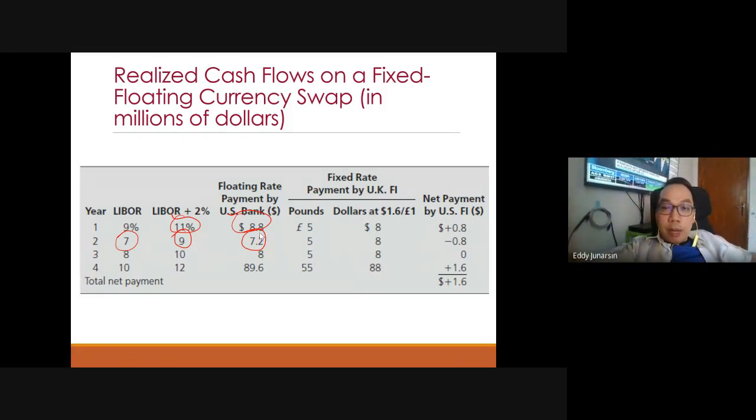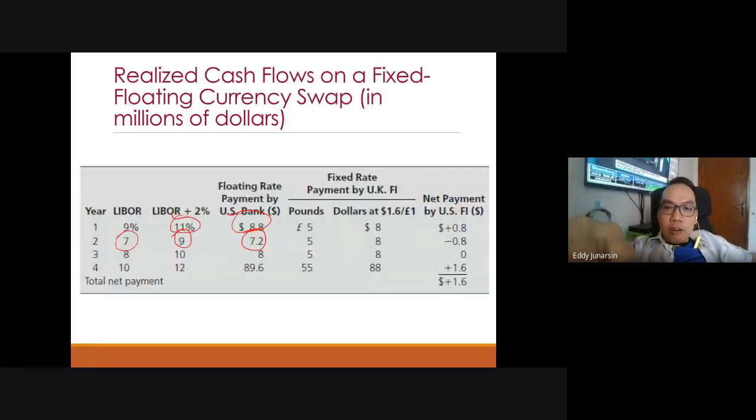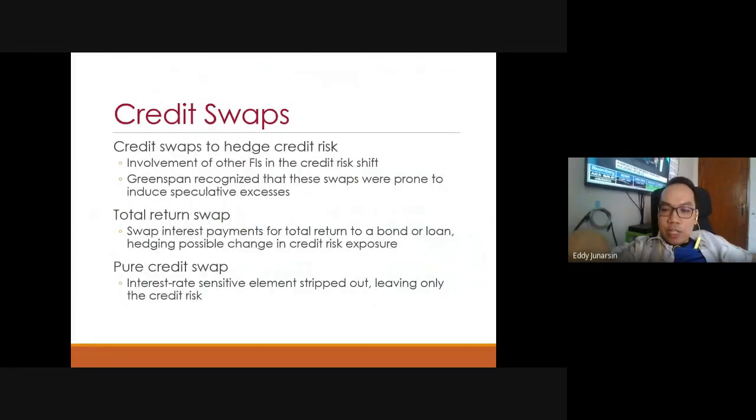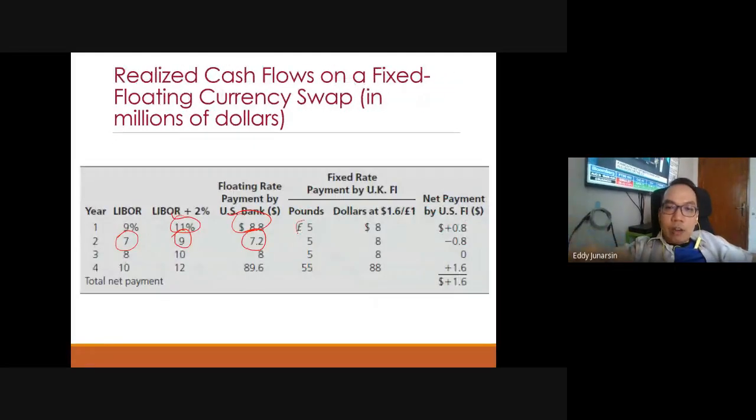What about the fixed payment by the UK firm? They'll have to pay 10% all the time for the four years. 10% of 50 million is 5 million. You'll have to pay 5 million pounds all the time, from years 1 to 4.